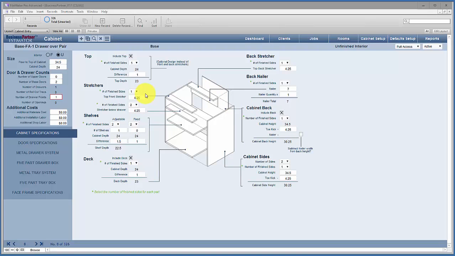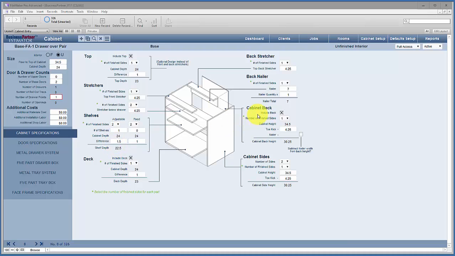I want to touch on a few points here. As I mentioned at the top, include top is a toggle that turns it on or off, and the same thing is true for the back and the deck. But there's also a little math happening here. For adjustable shelves and fixed shelves, you're telling us the number of shelves for the cabinet and then the difference in the depth of that shelf. So if the cabinet's 24 inches deep, how much shallower is the shelf than the cabinet, and that helps us calculate the square footage of materials more accurately.